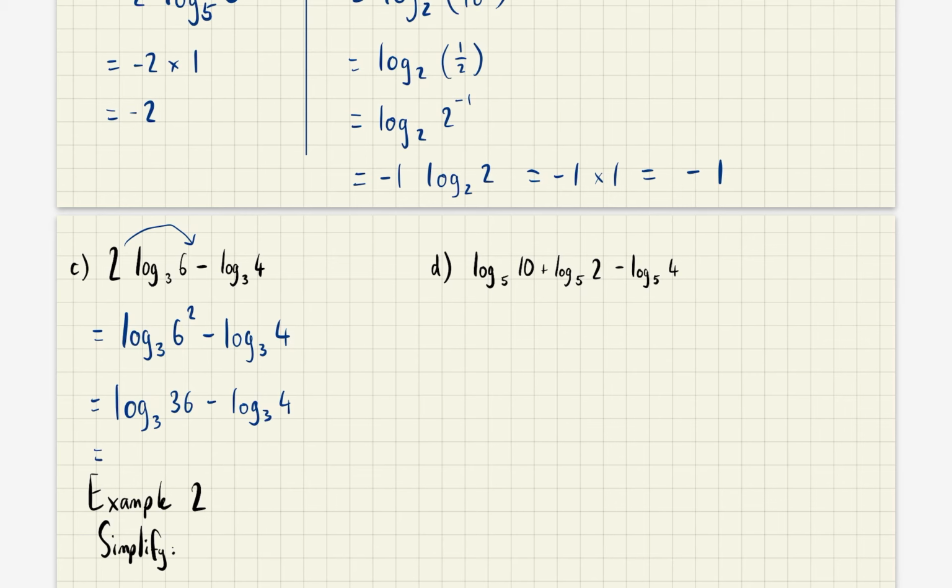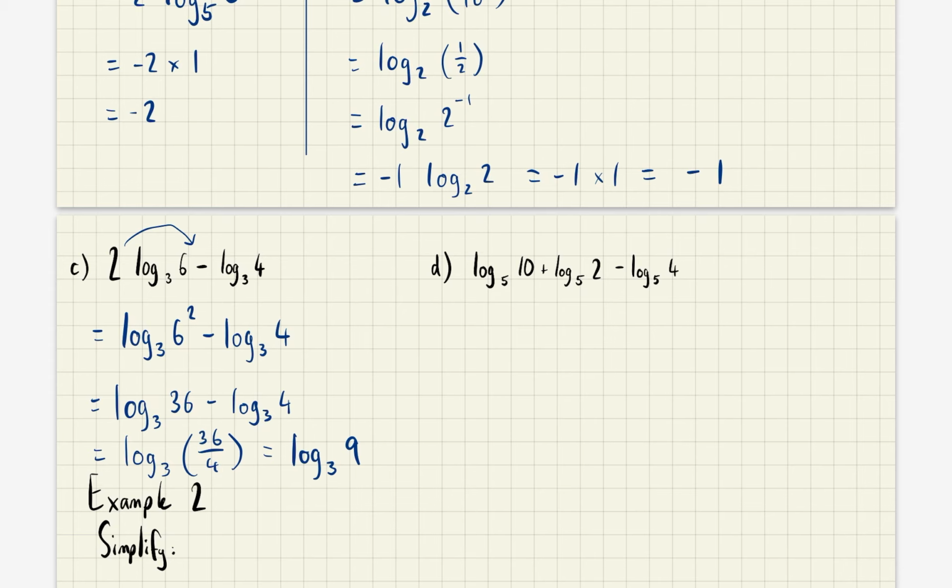And now I can do the quotient law. So the quotient law would be log base 3, and I'll have 36 over 4. And 36 over 4, that's going to be 9. Okay, that's good. So we've got log base 3, 9.